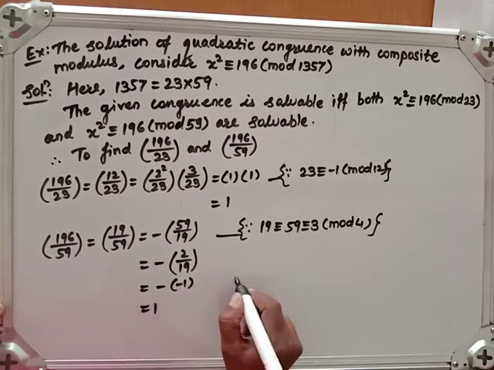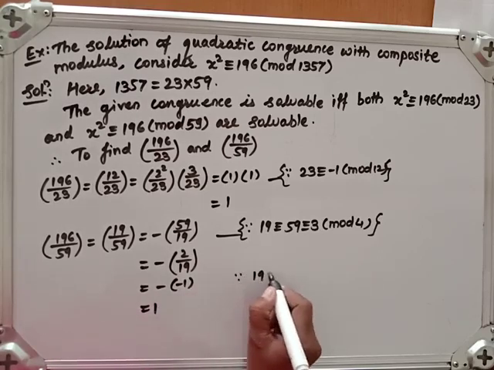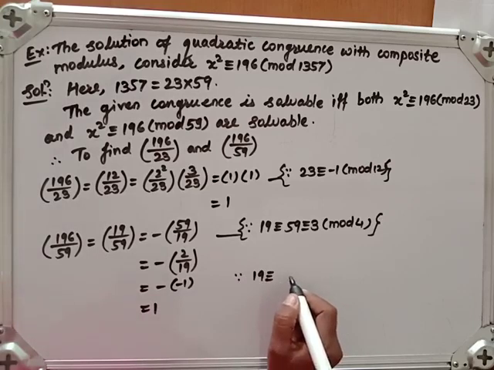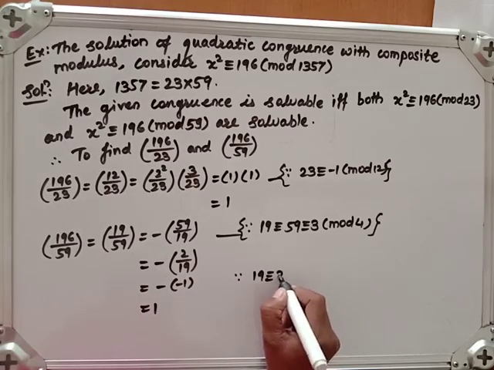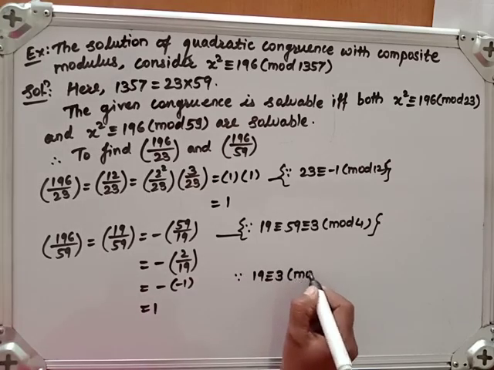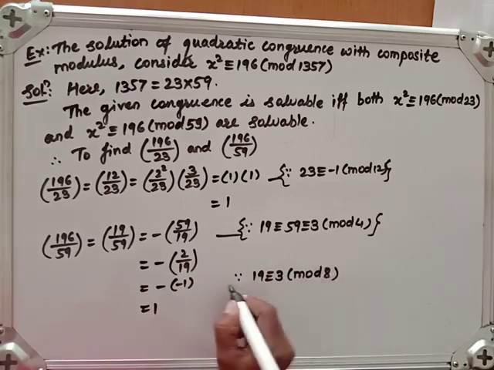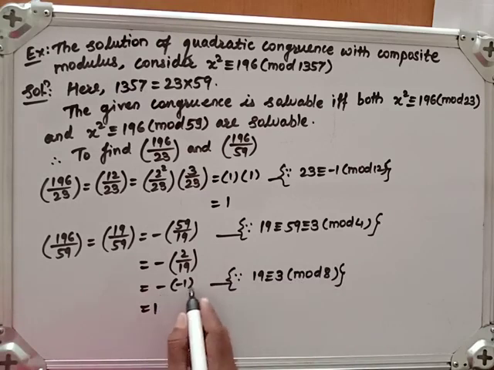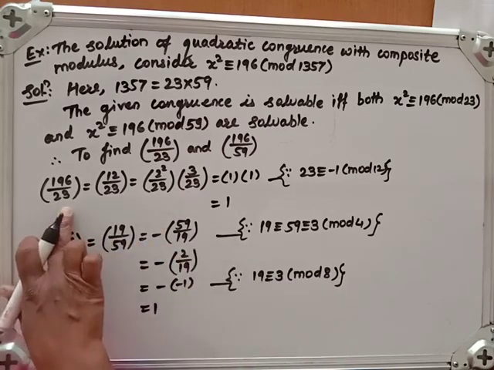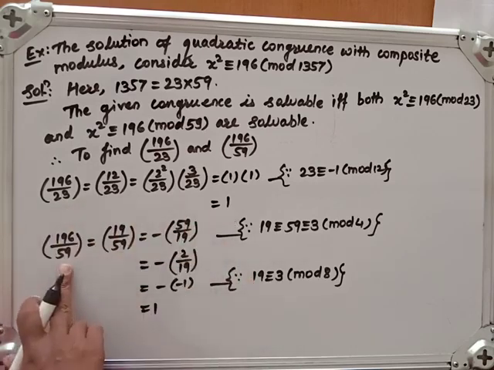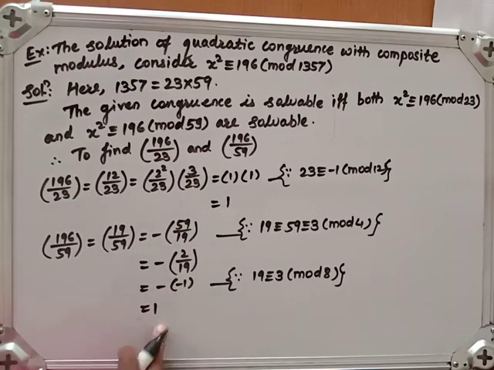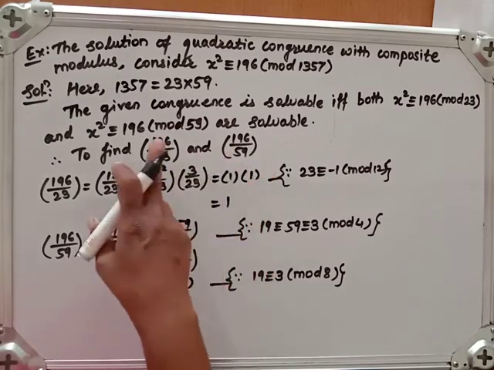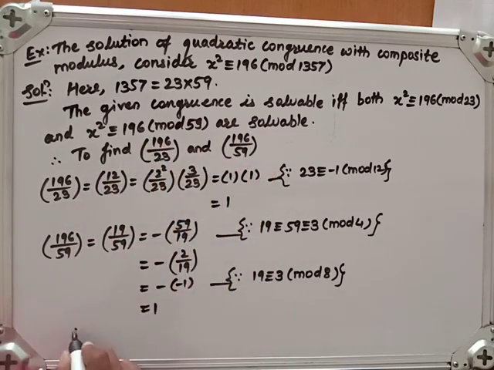Why is this minus 1? Because 19 is congruent to 3 modulo 8. That last theorem we are using here. So this is minus 1, and it will become 1. Now, the Legendre symbol of 196 by 23 is 1, and the Legendre symbol of 196 by 59 is also 1. Both are solvable. Therefore, the given congruence is also solvable.